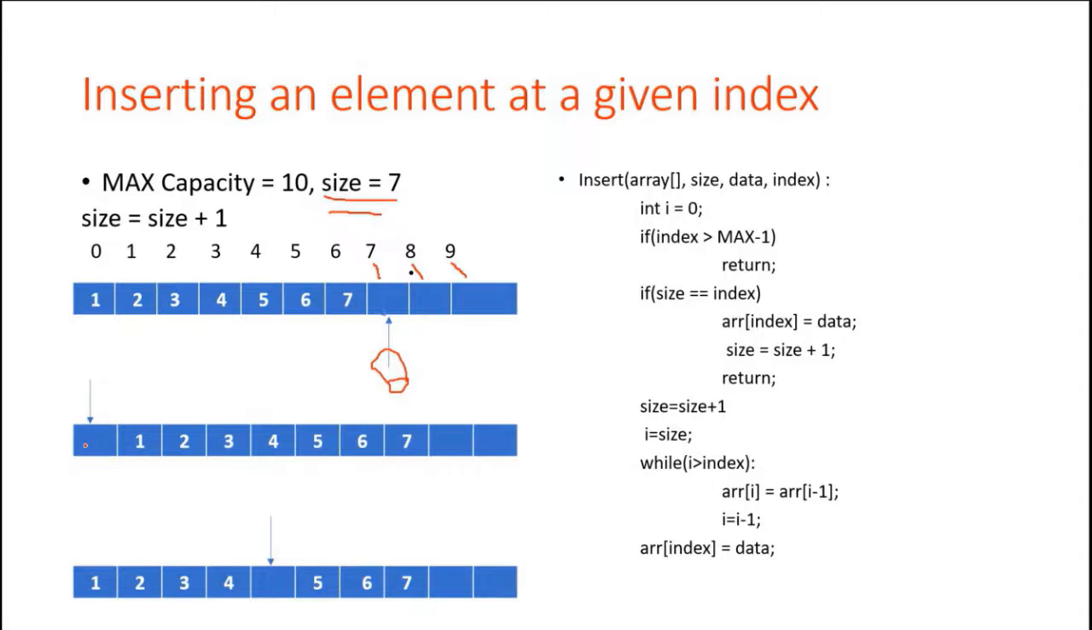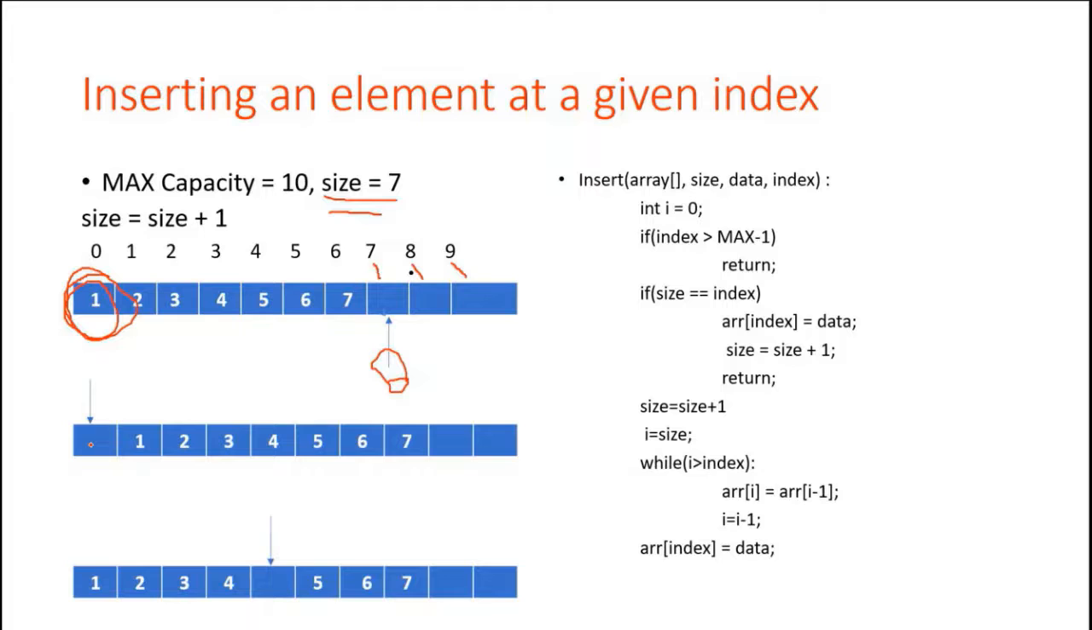In the second case, we insert at the beginning. Suppose we want to insert at the 0th location, but the problem we face is that the 0th location is already occupied by 1. 1 is already here. What do we do now? We shift all the elements by one place to the right.